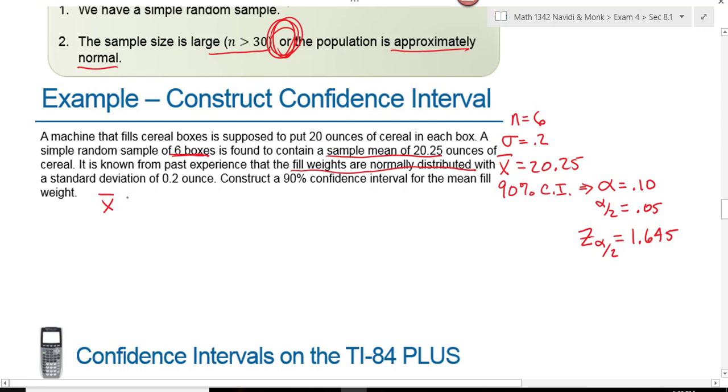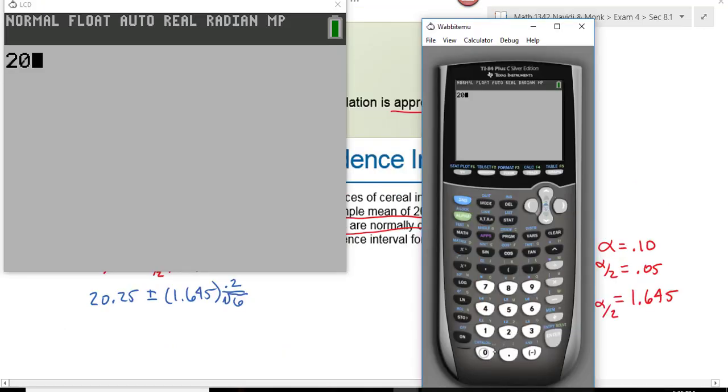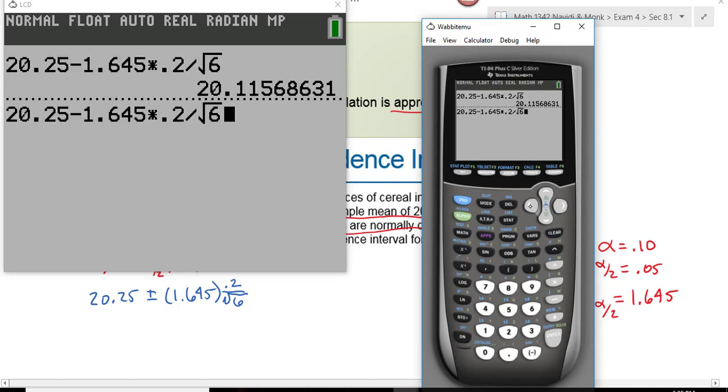Our confidence interval is going to be x bar plus or minus z sub alpha over 2 times sigma over the square root of n. For this problem, x bar we were told is 20.25 plus or minus 1.645 times what is sigma? 0.2 divided by the square root of what is n? 6. So we go to our calculator. On our calculator, we're going to hit 20.25 minus 1.645 times 0.2 divided by the square root of 6. That'll give us our lower bound, and change that minus to a plus to get your upper bound.